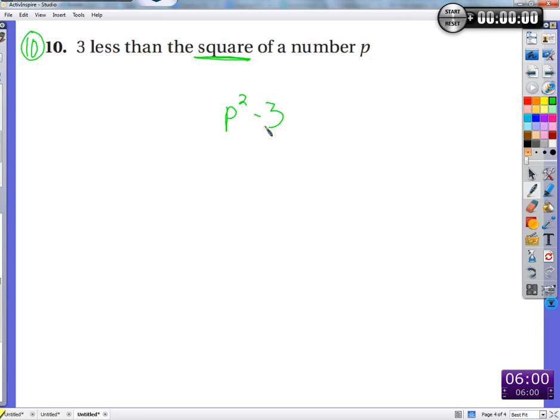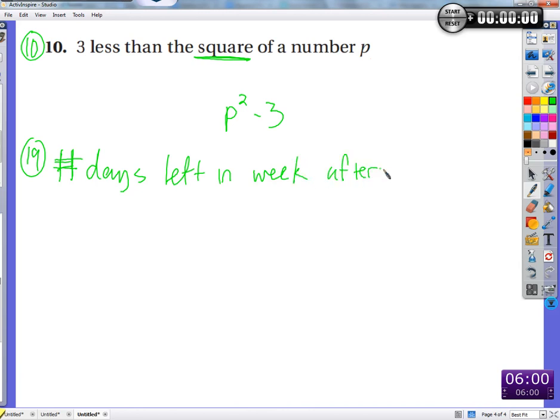Number 19, let's look at number 19. It's a simple one. Number of days left in a week after D days.